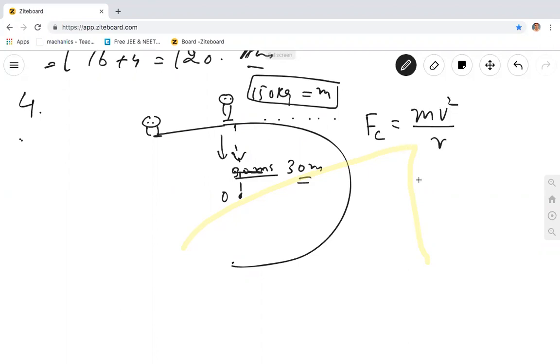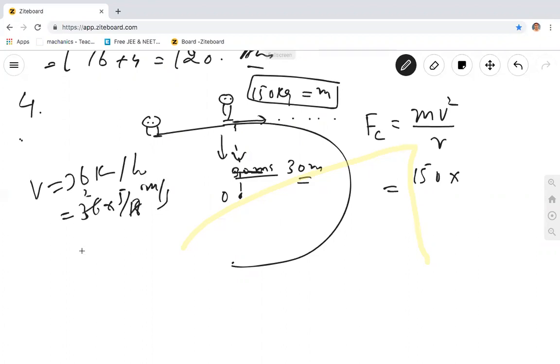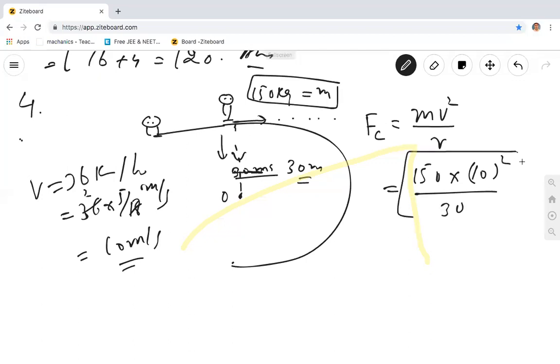So what is wrong in substituting the values? What is the speed at which this scooter rider is going? Speed is equal to 36 km/h. So it is 36 by 5 by 18 meters per second. That is 10 meter per second. So substitute 10 square here, and r is 30. It is your job to find the answer in newtons. Is that good? Okay.